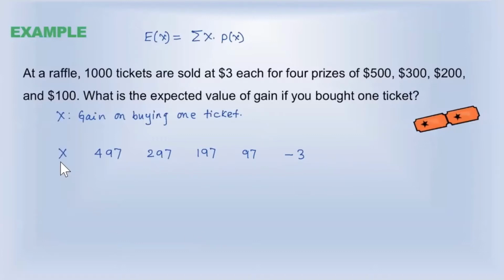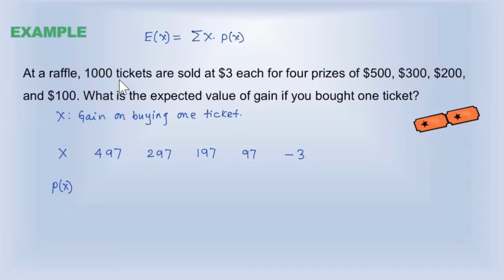In a probability distribution, we need the random variable x and their probabilities. So in the next line, we are going to find their probabilities, P of x. How many $500 prizes are they giving out? They are giving 4 prizes. One is 500, one is 300, one is 200, one is 100. So just one, right? One out of how many tickets? 1,000. 1 out of 1,000.